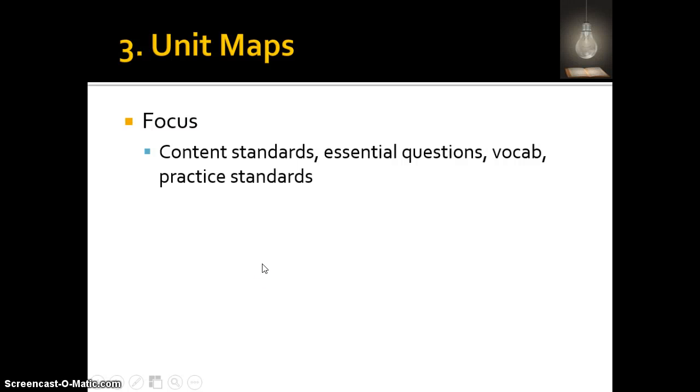Alright, after you've got your scope and sequence built, you know the general order of your units and how you're going to clump all those standards together. We're going to actually develop those units in a little bit more detail using a unit map.